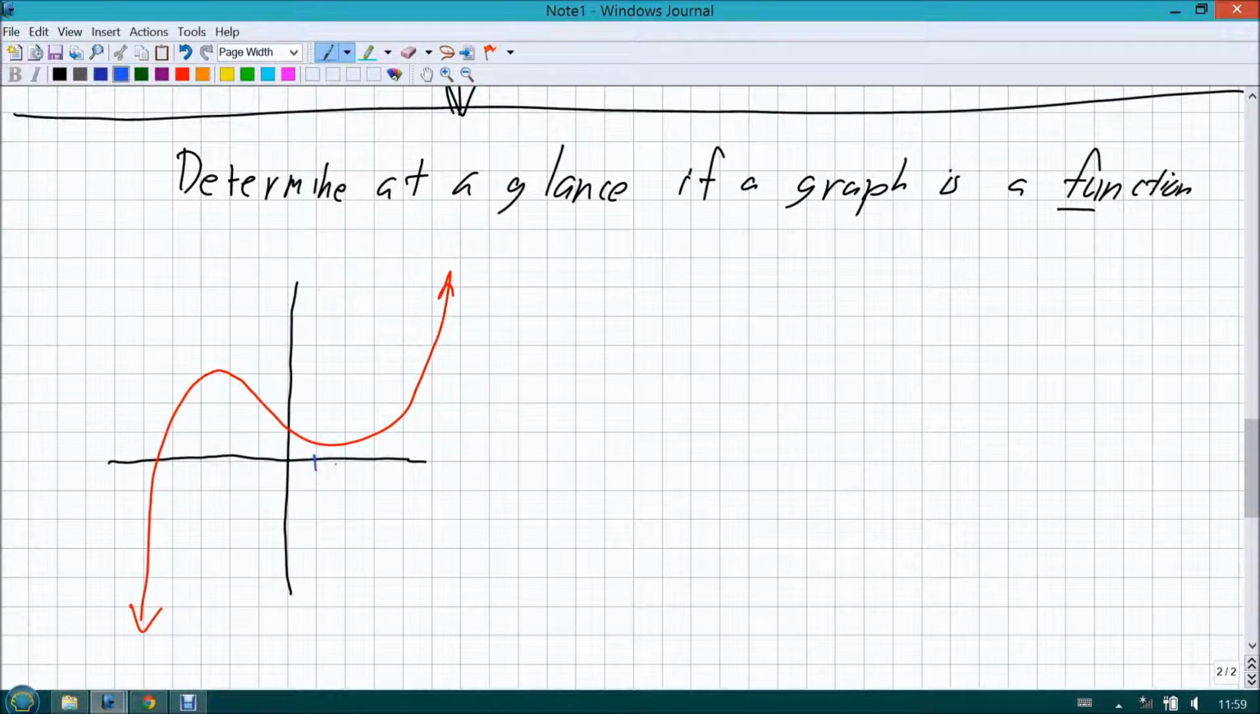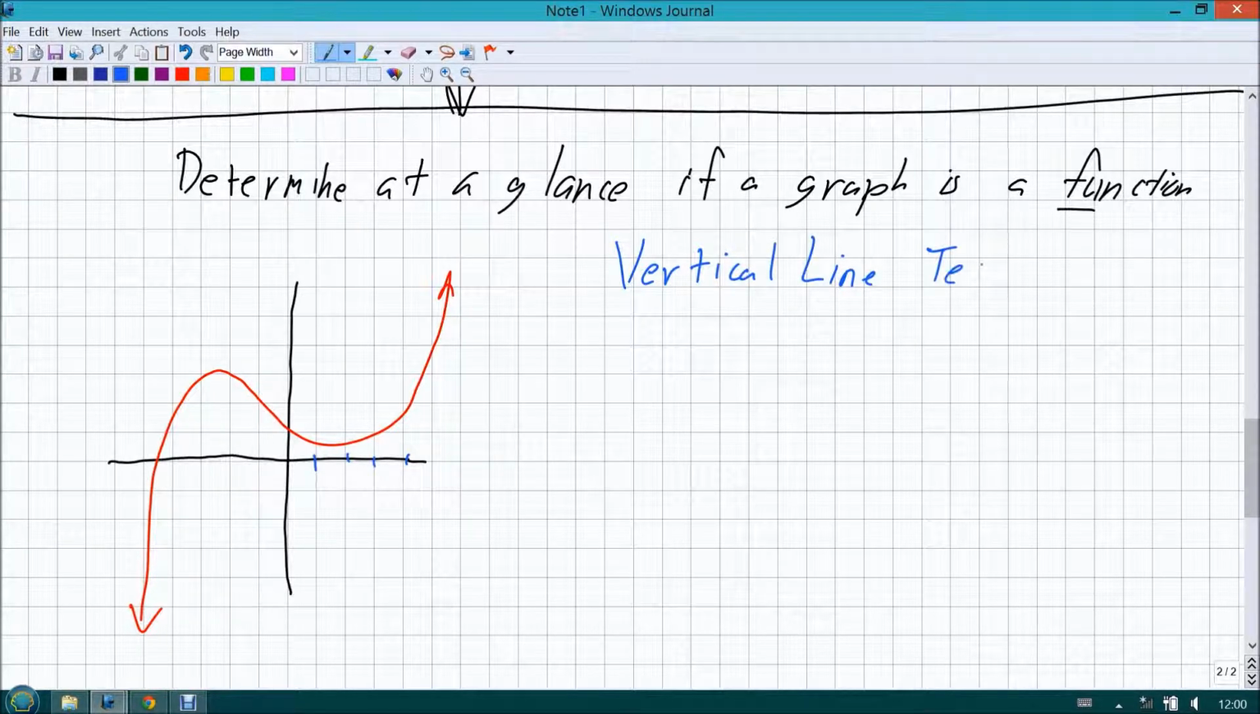We know that the x's represent inputs. So if I draw a vertical line at each input, that will tell me what the output would be. So if I can draw a vertical line at an input to tell me what the output is, do you think we can create a test that allows me to at a glance know if it's a function or not? Well, we can. It's called the vertical line test.